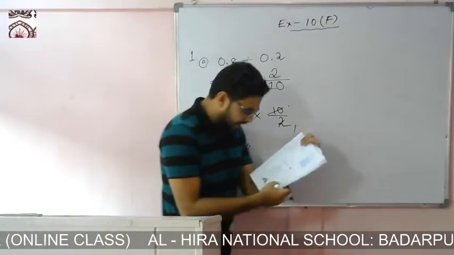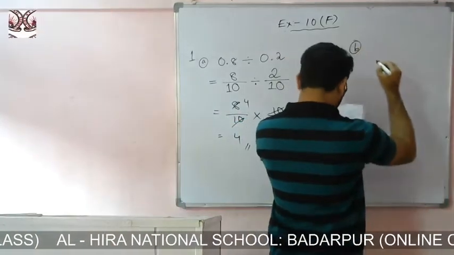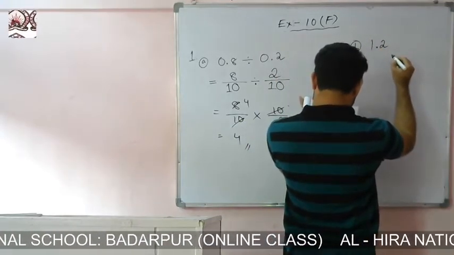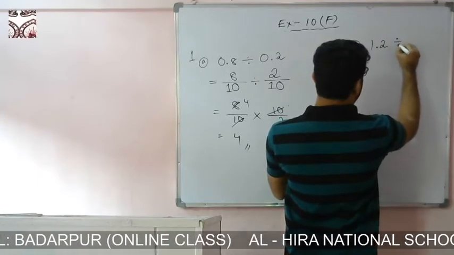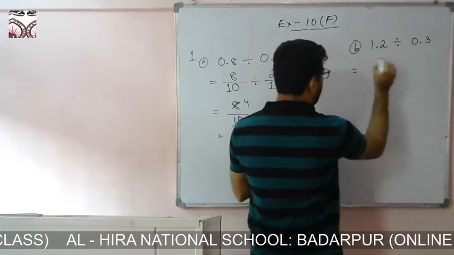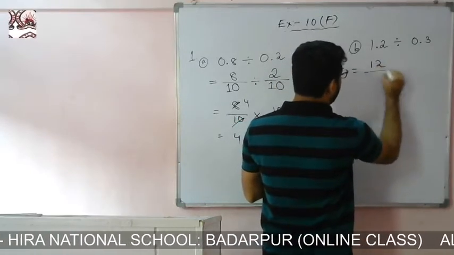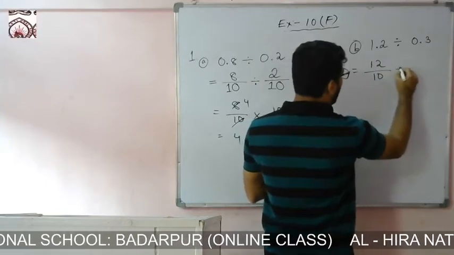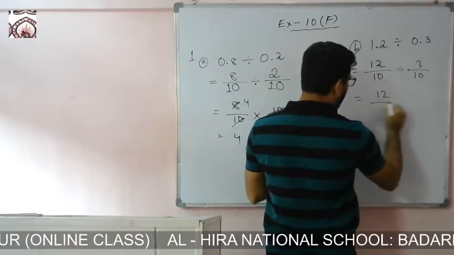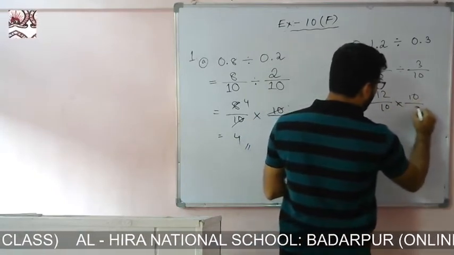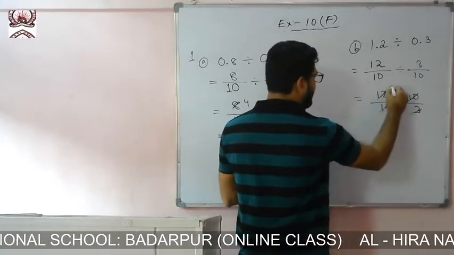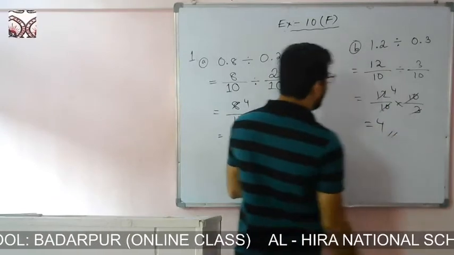Okay, now come to B. 1.2 divided by 0.3. As earlier, 12 divided by 10, because one place here, 3 divided by 10. Again you interchange, then it will become 10 by 3. So again you can cancel this one, and 3 1s are 3, 3 4s are 12. So again the answer is 4.